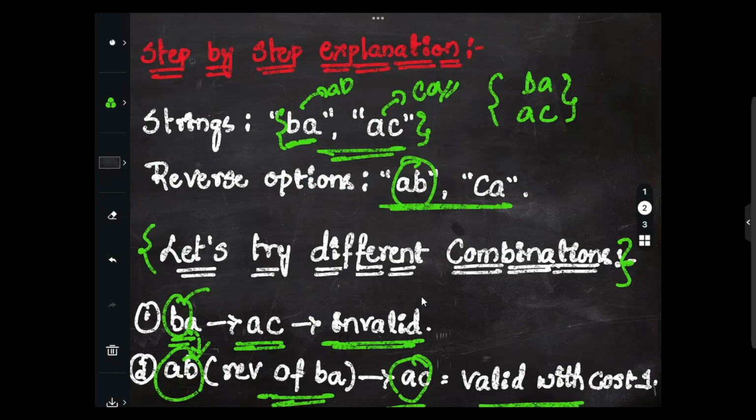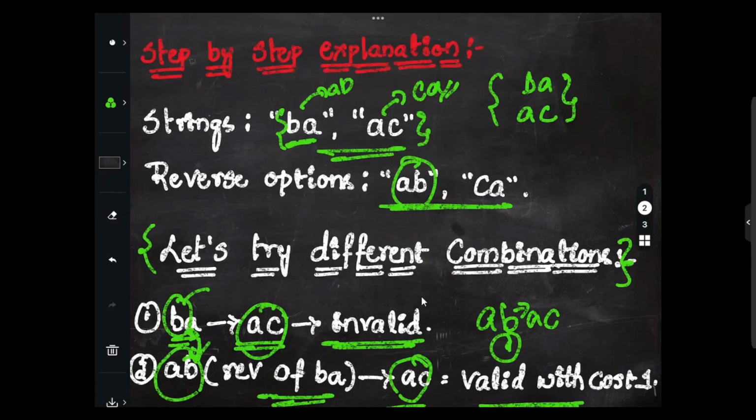Valid with the cost one means we have got the minimum total reversal cost to make the sequence sorted. So this is sorted, AB AC. We want the strings in lexicographical order using only reversals, and this is in lexicographical order. Also, we need to find the minimum total reversal cost to make the sequence sorted. Here we have reversed only BA and haven't reversed AC, so there was only one step. We reversed only BA to AB, and AC remains constant.